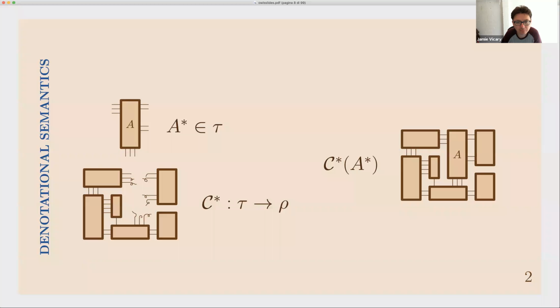So this is the denotational semantics, and what is good about it is that it is by definition compositional. So the meaning and the interpretation of the whole system is obtained by just composing the meaning of the component A and the meaning of the environment.